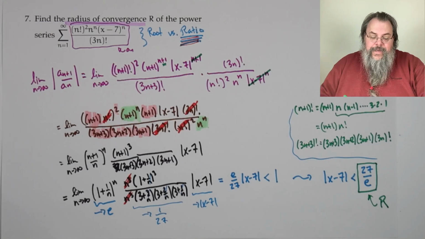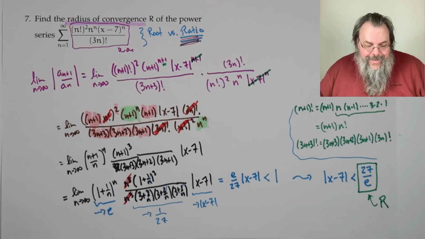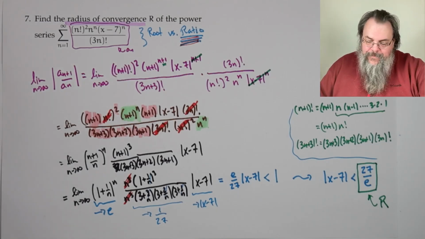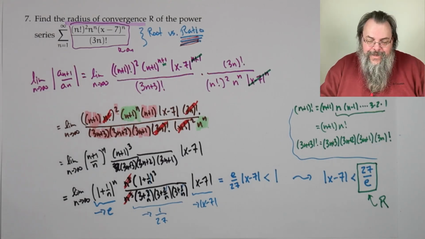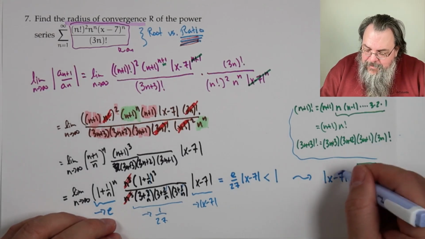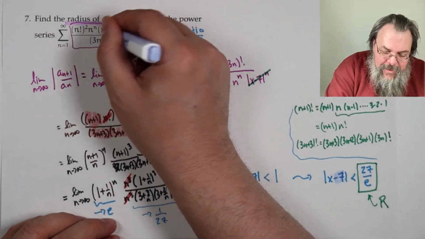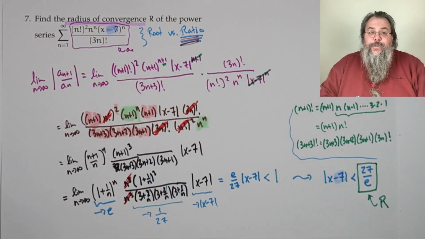Now, you might say, well, wait a second. We didn't use something here. What didn't we use? This minus 7. It's been lurking ever since the beginning. It's been hanging around. Why didn't we use it?